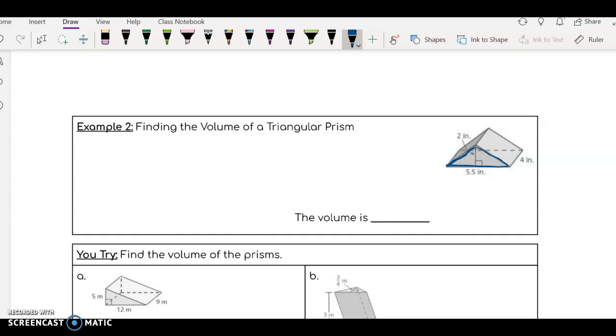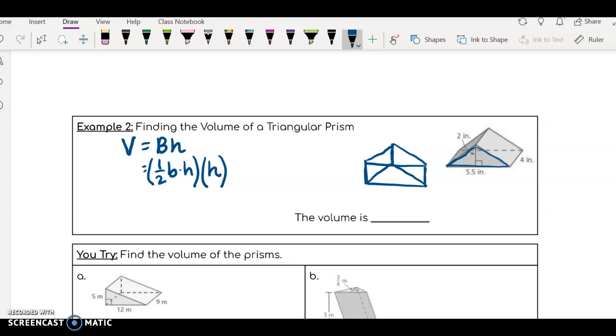And so for this, we use the same formula. However, we have the area of our base times our height. Well, our area of our base is now 1/2 our little base times our little height times our height of our actual prism. So think of it like this, like a slice of pie or a piece of pizza. The triangle is actually on the bottom here.